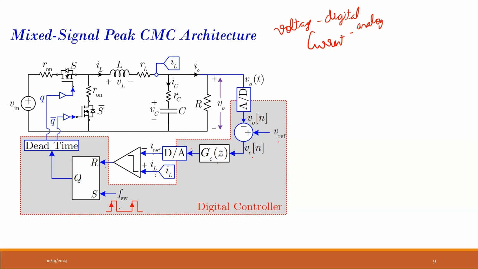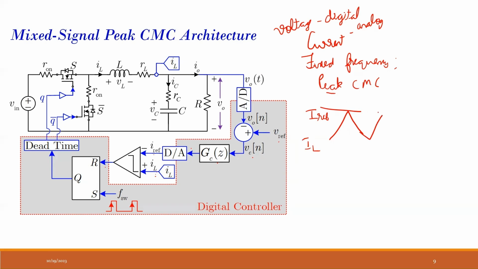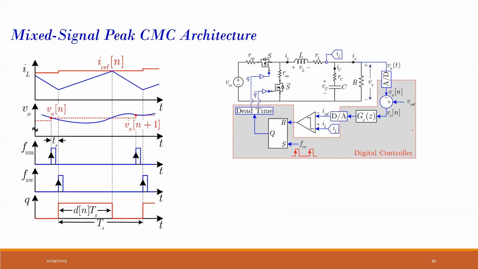Okay, and this Q comes periodically at a rate of FSW. So this again is the concept of fixed frequency, and this is for peak current mode control. So this is my reference, IREF, and this is my IL. Effectively, I'm controlling the peak of my inductor current. Okay, so this is one cyclic diagram.